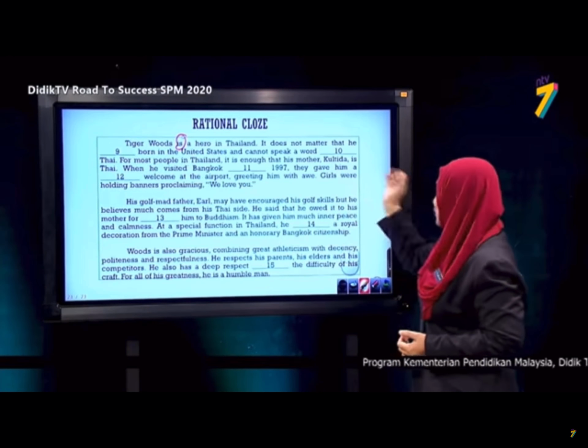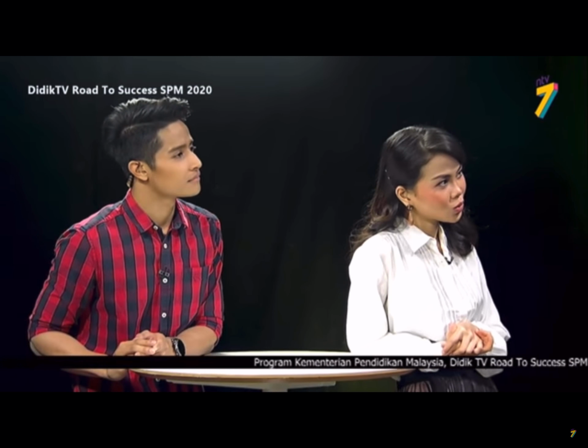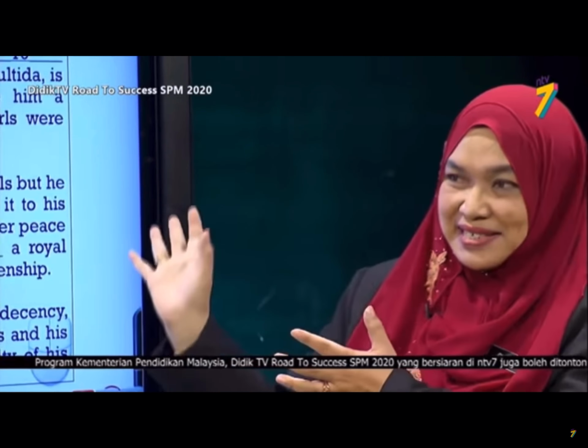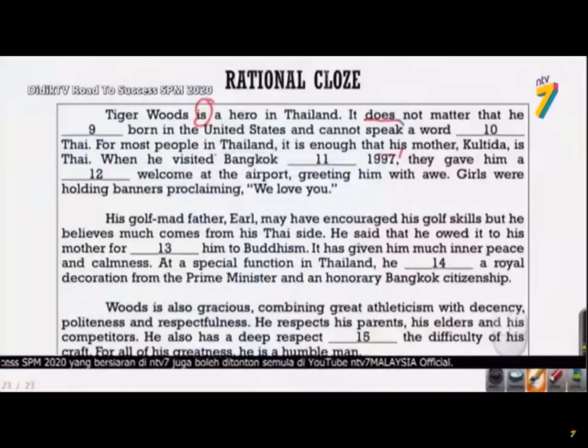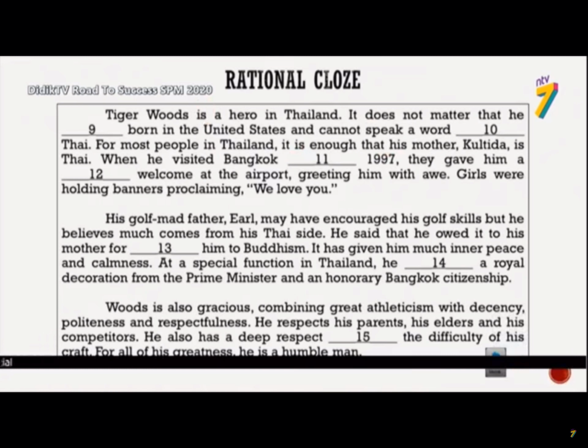Can you find another verb in the second sentence that can help you ensure this is a present tense text? Is is a signal of present tense. Another signal is the word does. And the third one, in sentence 3, again is. So definitely it is in present tense. Very good. Now let's see the question.